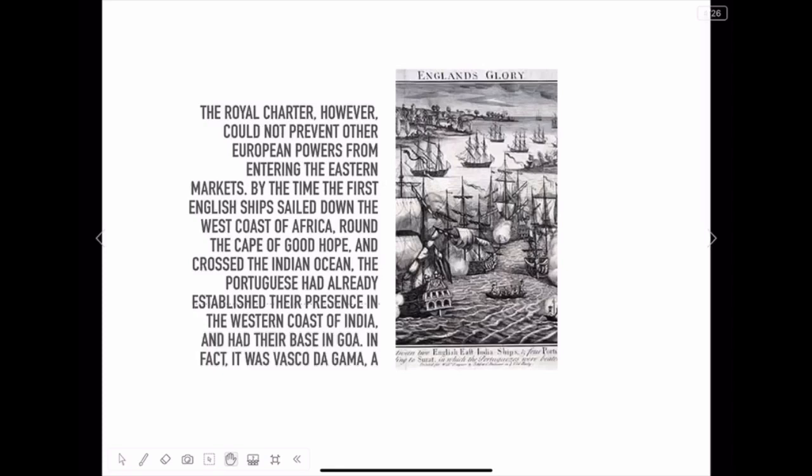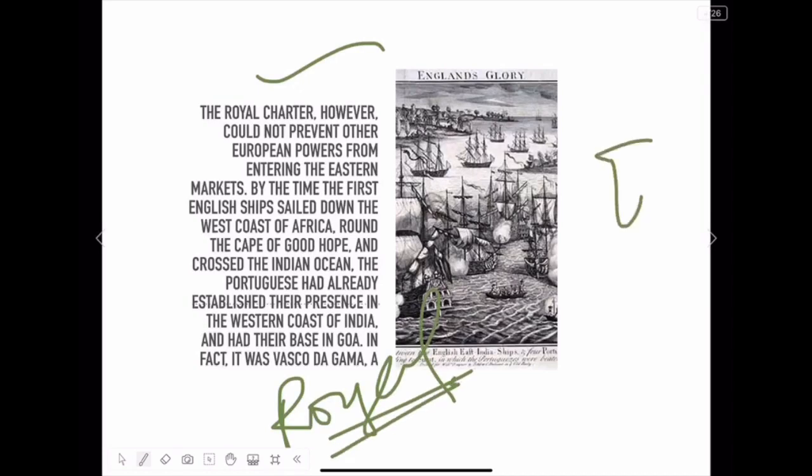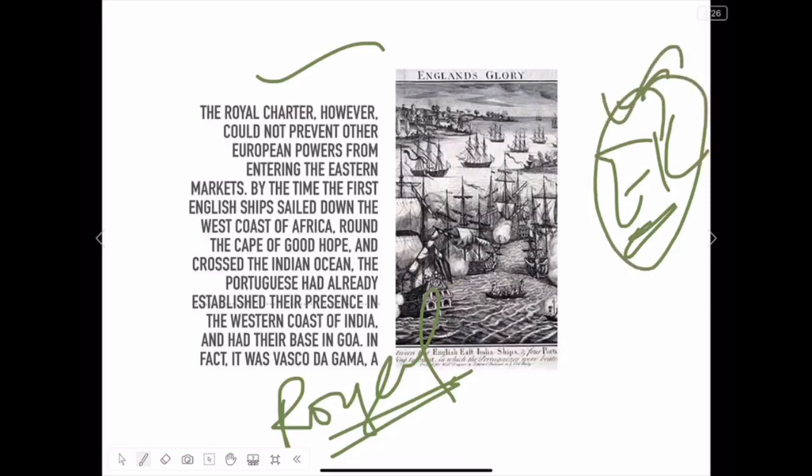Well, so let me tell you what the thing was. As I told you, the Royal Charter, which he acquired, who acquired? East India Company. Why did they acquire this charter? In order for ruling, so that only they will rule.